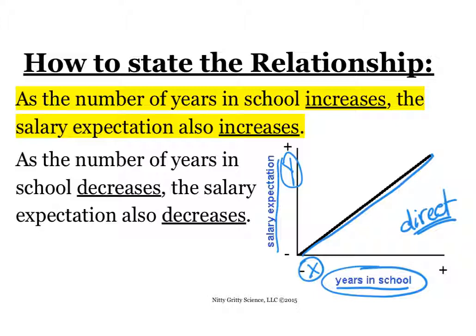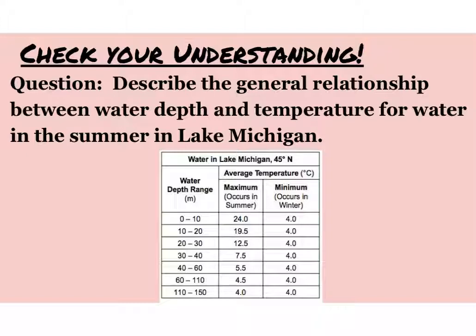So whenever you are asked to state the relationship, you should think to yourself, as the blank increases, right? So whatever's on the x-axis, as the blank increases, what happens to the thing that is on the y-axis? And you'll get that every time. Now you could also state this, since this is a direct relationship, you could also say the opposite. You could say as the number of years in school decreases, the salary expectation also decreases. It really doesn't matter if you say increases or decreases. I just think that it's easier to think about it in terms of as X increases, then what happens to the other thing.